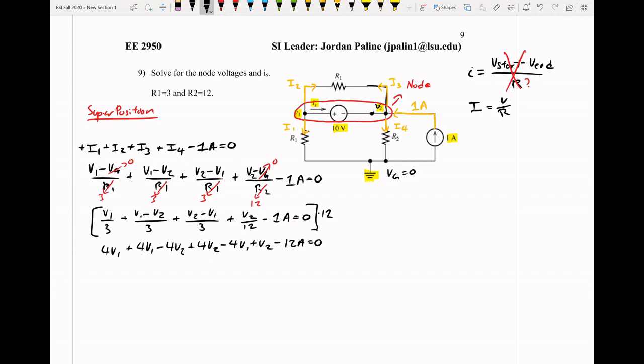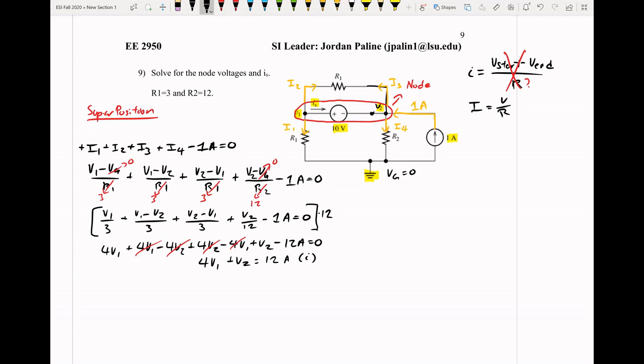Then we'll combine like terms. That goes away, and that goes away. We'll be left with 4V1 plus V2 is equal to 12 amps, and that'll be our first equation. So where do we get a second equation from? Well, that's a great question.